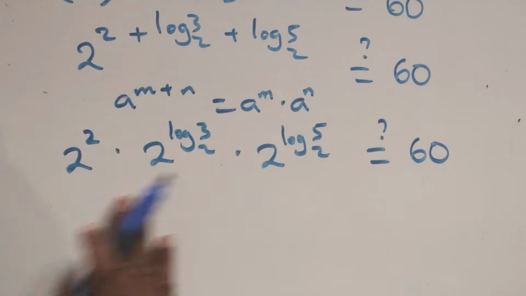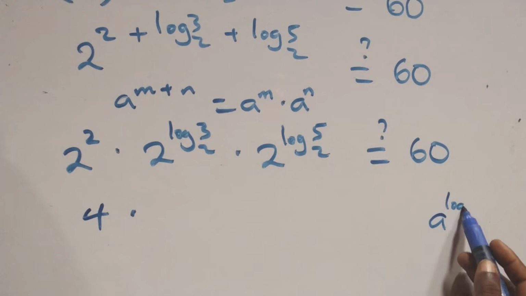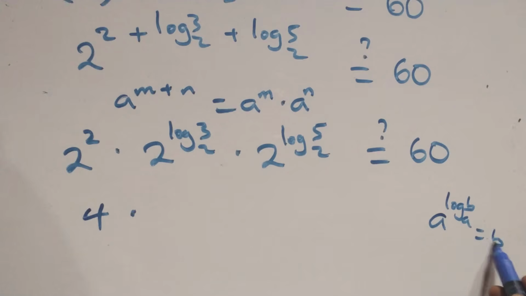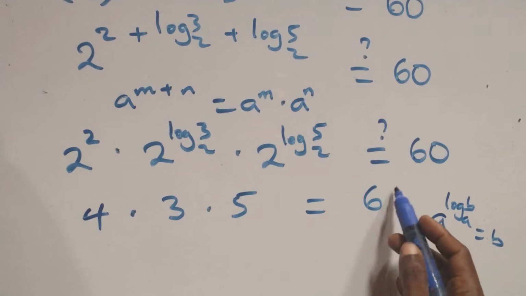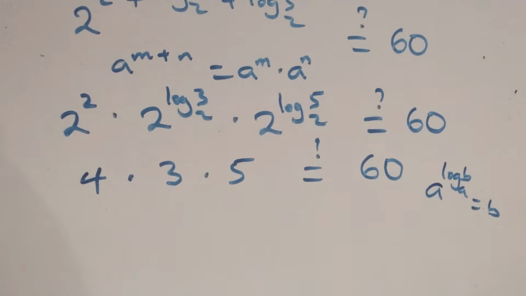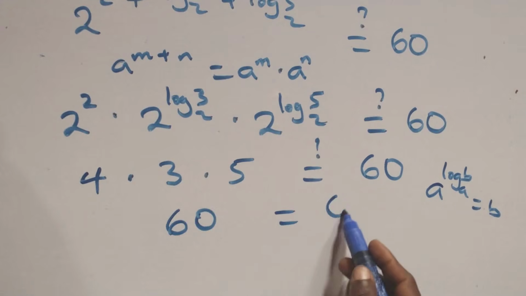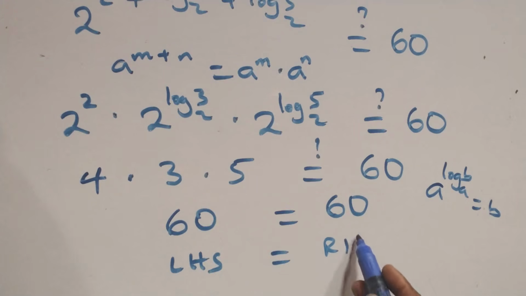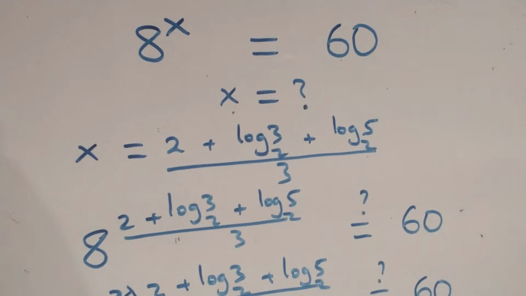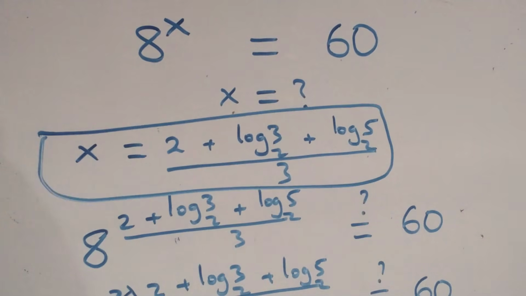And 2 squared here, 2 times 2, that's 4. And this follows when we have a raised to power log b to base a, which equals b. Here we have 4 times 3 times 5, does it equal 60 on this side? And 4 times 3, 12. 12 times 5, 60. This equals 60 from here. We have left hand side equals the right hand side, and therefore we conclude there that x equals 2 plus log 3 base 2 plus log 5 base 2 all over 3 satisfies this given problem.